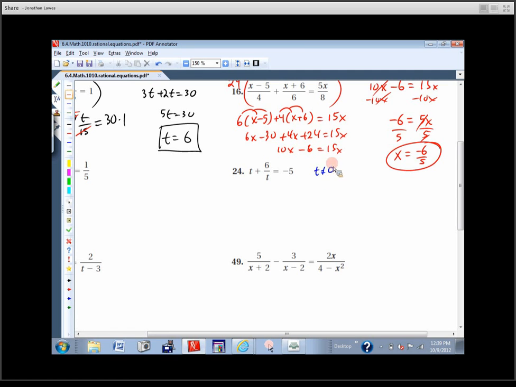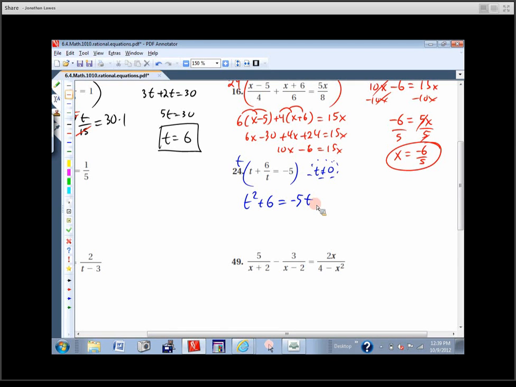Now, that's not part of the answer or anything like that. That's just us thinking ahead and realizing, you know what, if I get 0 for an answer, I'm going to throw it out because I know it doesn't work. Does that work? Okay, so we're going to multiply by t. This is t squared, this is 6, this is minus 5t.